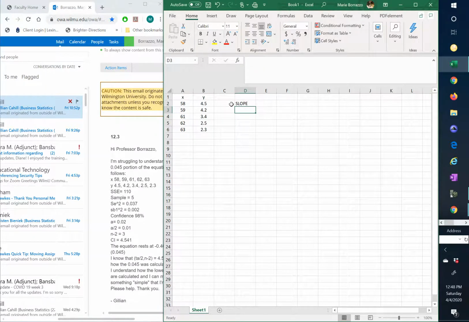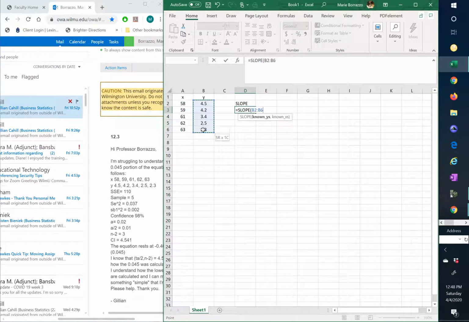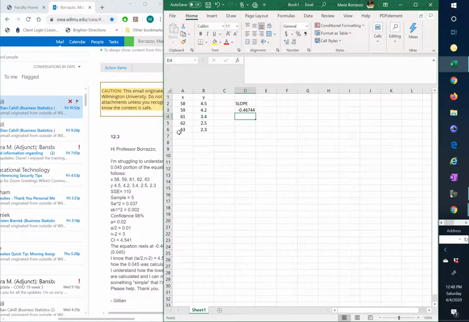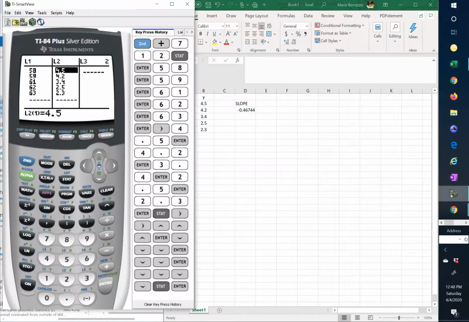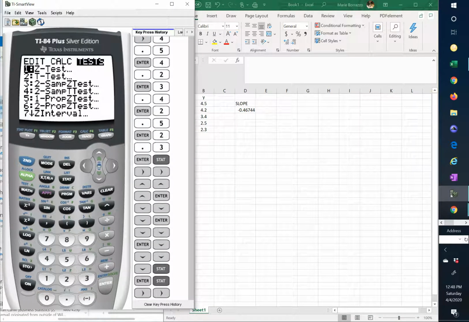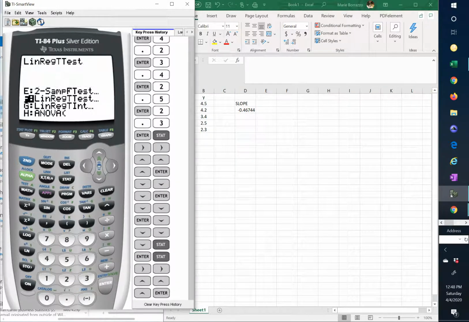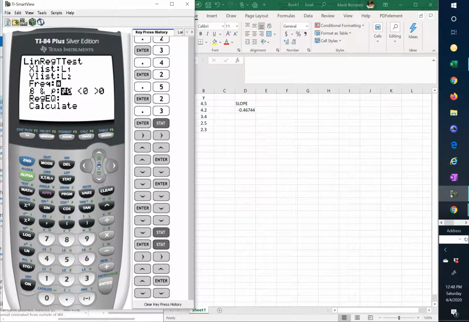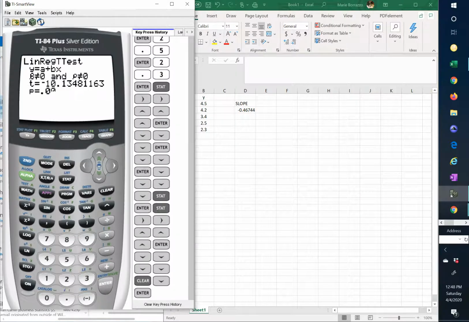Alright, so let's say I want the slope. In Excel, you simply say equals SLOPE, and there's your slope. Double click on it. You see how it asks you for the known y's? Highlight just the numbers, comma, and now it wants the known x's. Enter. That's your slope. That's exactly what we had in the calculator. So let me go back to stat test. Linear regression t-test. It's going to ask you to go through all this again. And you can clearly see that that was our slope.